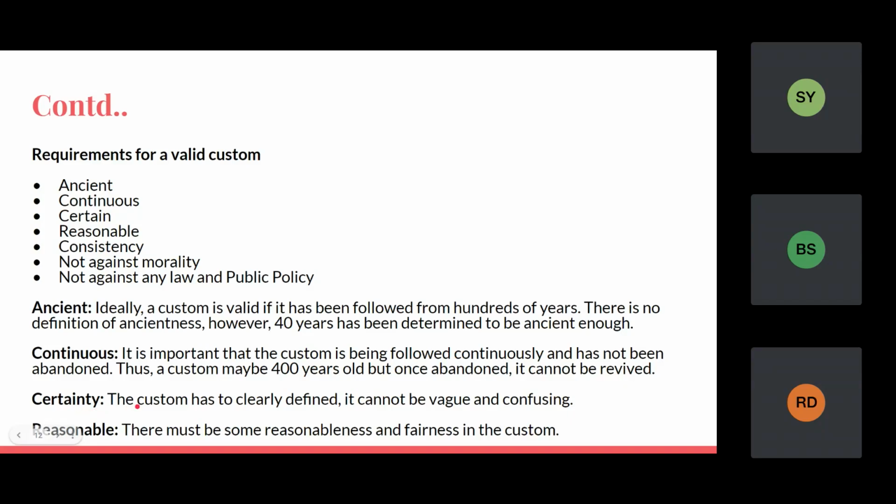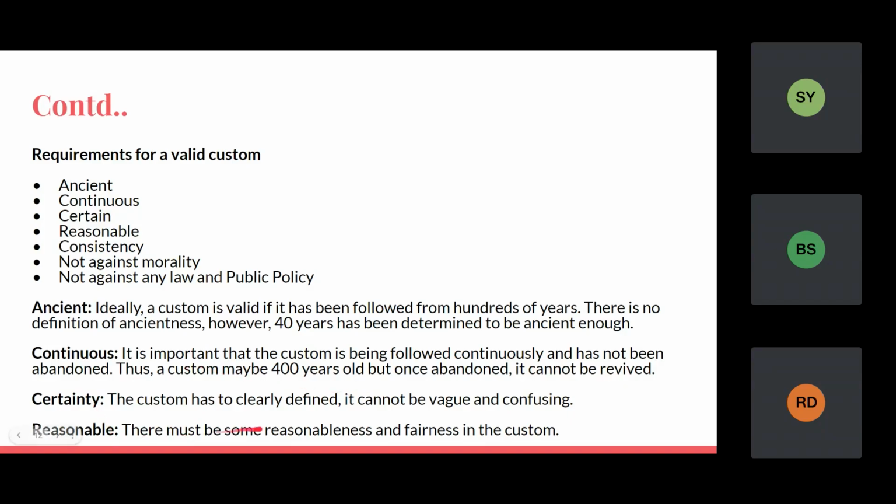Certainty. The custom has to be clearly defined. It cannot be vague and confusing. Clearly defined in the sense not written in the books, but it is well known to the human minds. Those who are following it know about it, only then they are following. So that thing must be there.